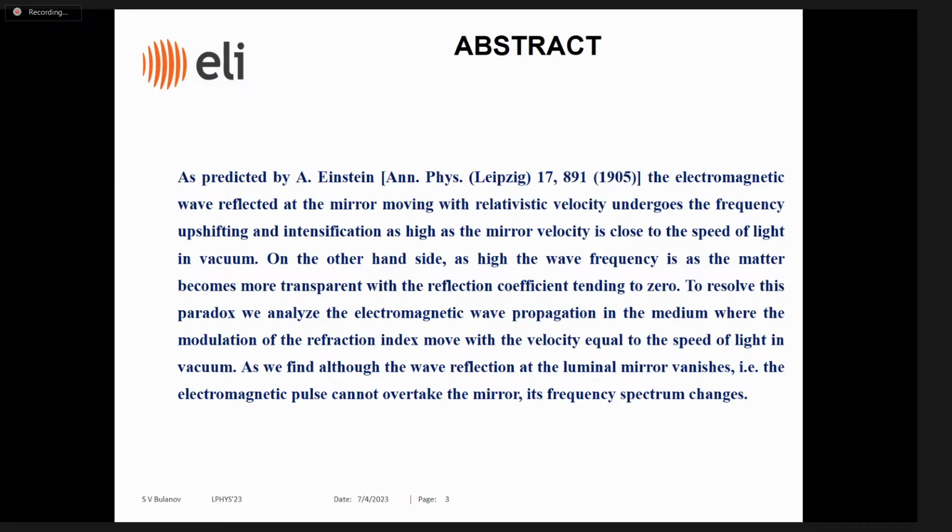We should remember this. And then it was seen immediately that such mirrors can provide the conditions for frequency upshifting and intensification of the reflected light. That is why for already more than 100 years, this problem has been attracting the attention of theoreticians and people who do experiments. In laser plasma, there is also a high level of interest in studying relativistic mirrors. And in my presentation, I will touch on some aspects of this physics.